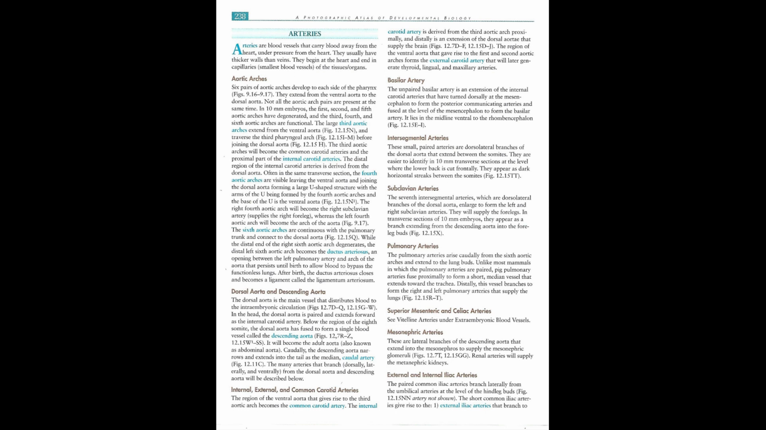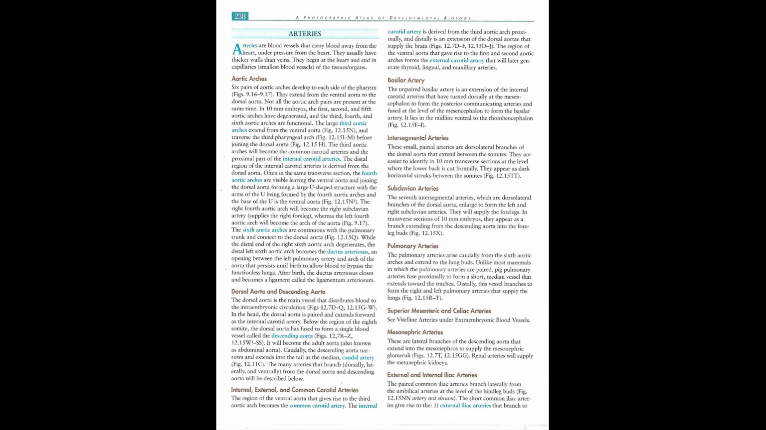Superior mesenteric and celiac arteries. See vitelline arteries under extraembryonic blood vessels. Mesonephric arteries. These are lateral branches of the descending aorta that extend into the mesonephros to supply the mesonephric glomeruli, Figs 12.7 t, 12.15 GG. Renal arteries will supply the metanephric kidneys.